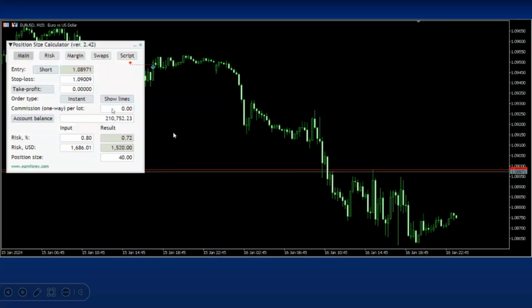It automatically detects my account balance, right? And all I need to do is just to put in the risk that I'm willing to take per trade. As you can see, per trade, I'm risking 0.8% per trade, right? So automatically, if I hit stop loss, I'll be losing $1,686 on this particular trade, right? And then this is my lot size here.